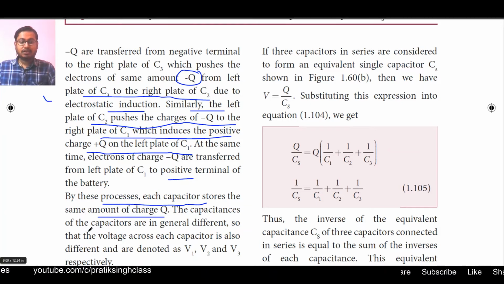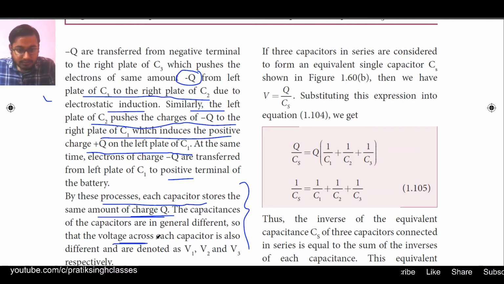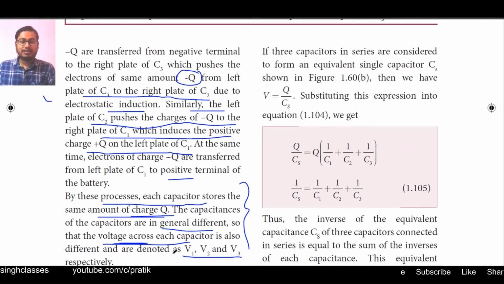The capacitances of the capacitors are in general different, so the voltage across each capacitor is also different and is denoted by V1, V2 and V3 respectively. Here V1 for C1, V2 for C2 and V3 for capacitor C3. One more interesting thing given here is that even though the charge in all the capacitors is the same, their voltages will be different, generally different among the different capacitors, as given here: V1, V2 and V3 respectively.